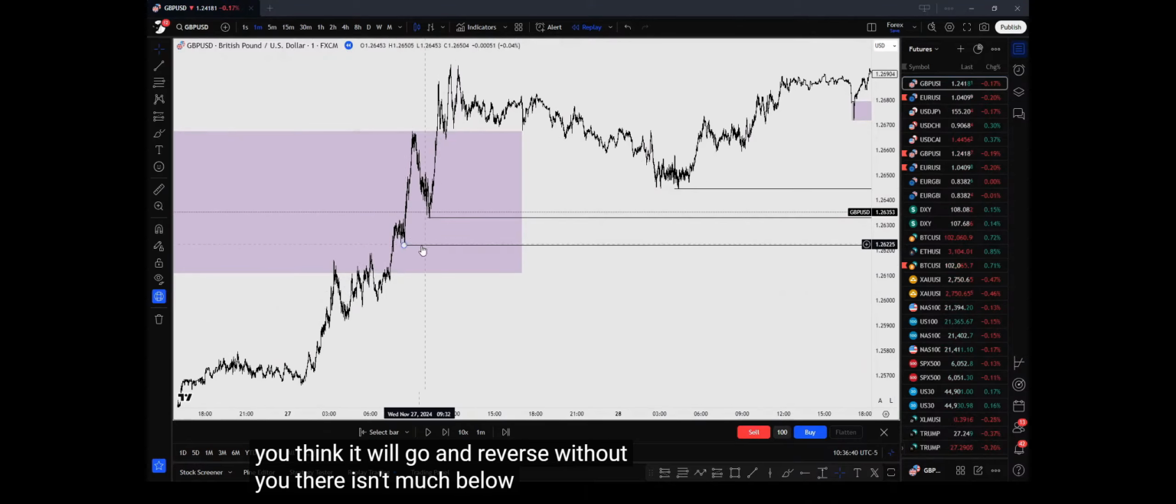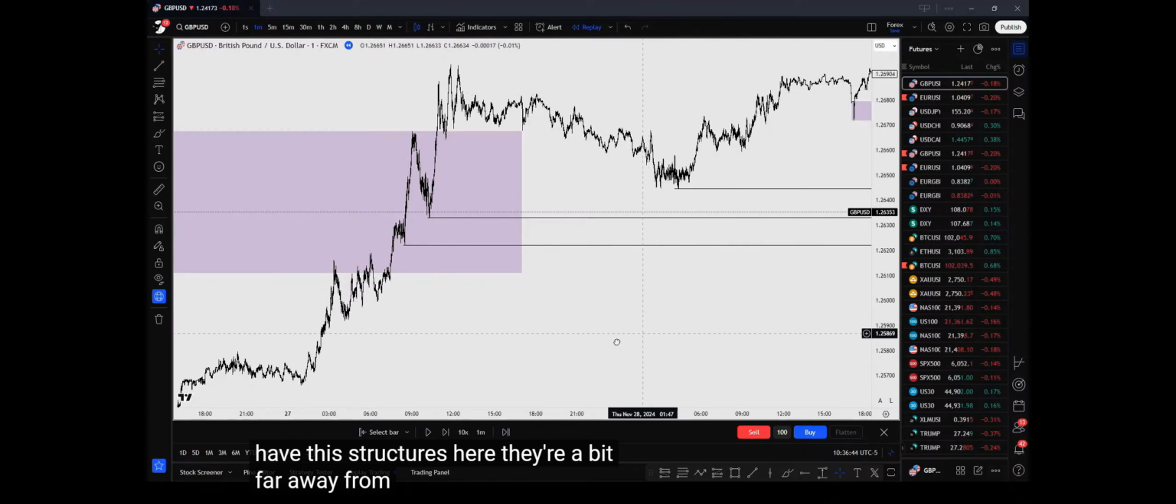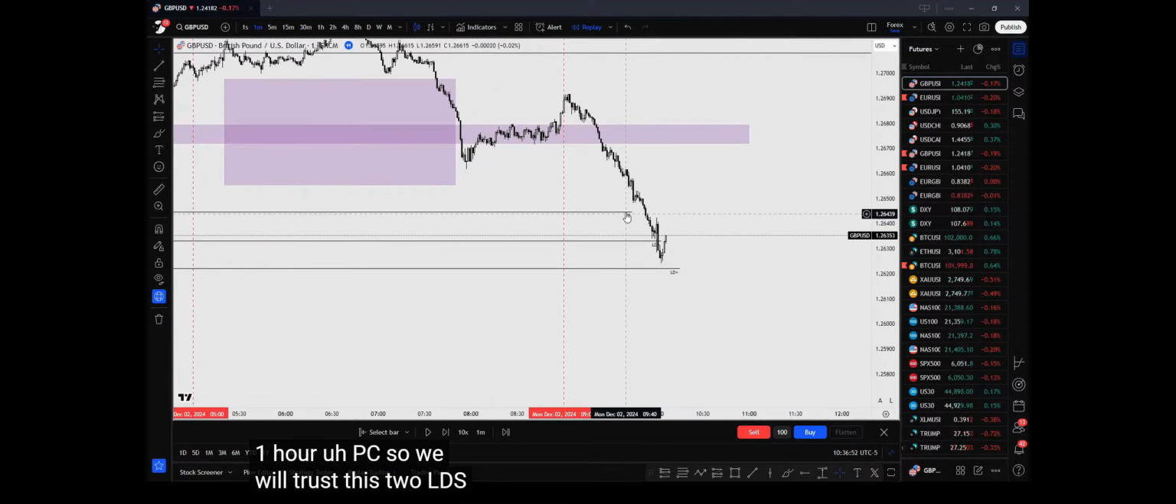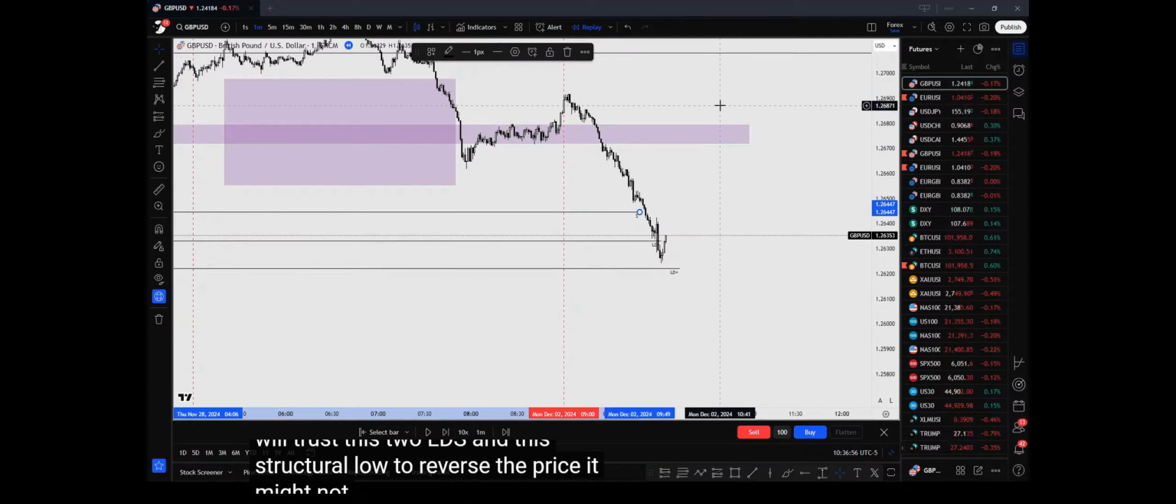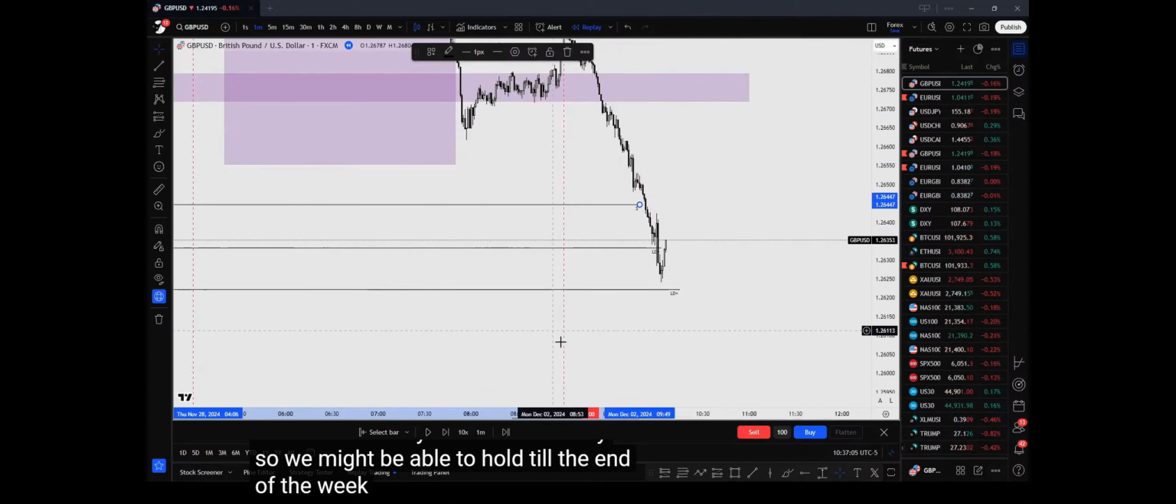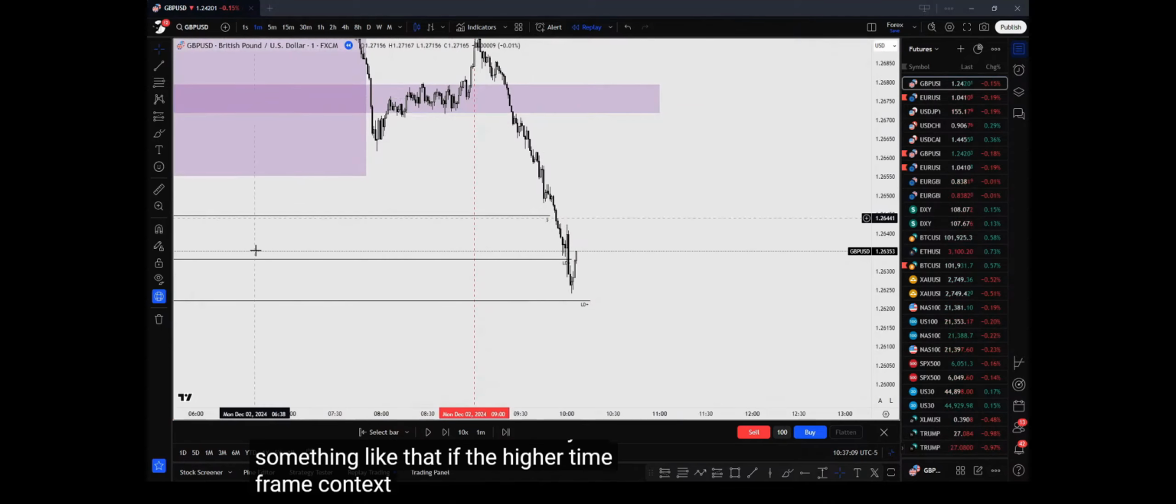There isn't much below this LD. We have these structures here. They're a bit far away from the 9 a.m. and this 1-hour PC, so we will trust these two LDs and this structural low to reverse the price. It might not happen. We might get stopped out, but we will try. It's also a Monday, so we might be able to hold till the end of the day, or the end of the week, if the high time frame context supports this.